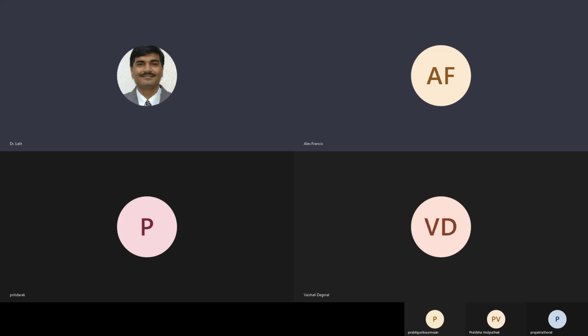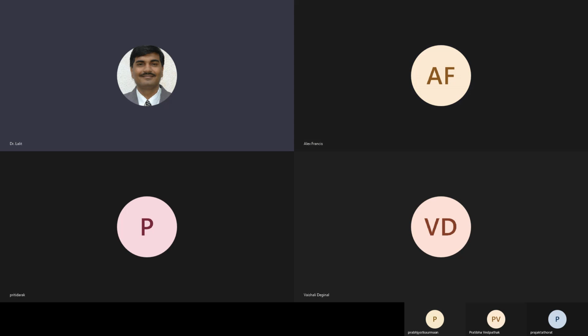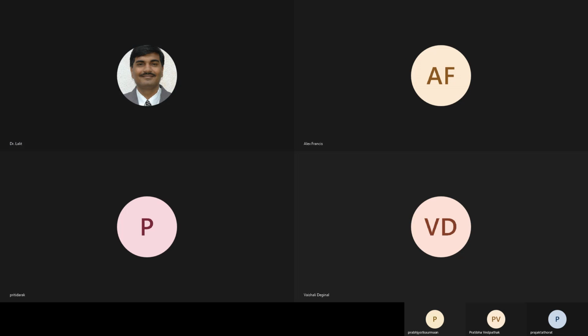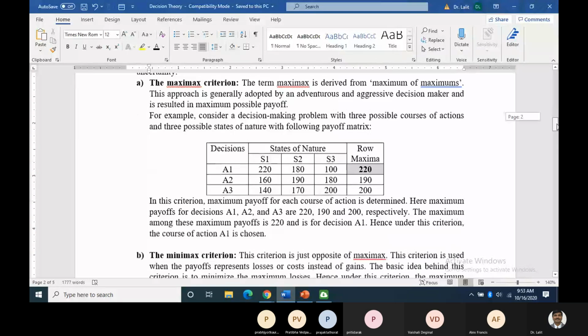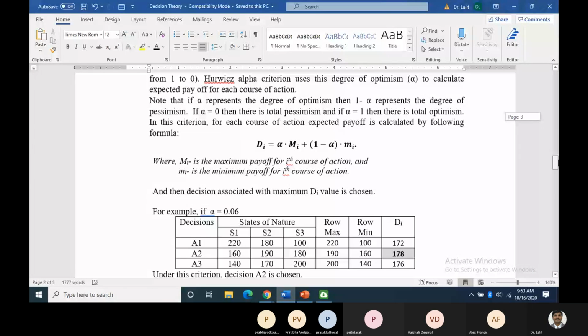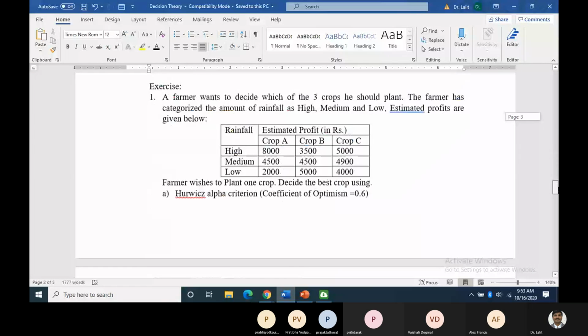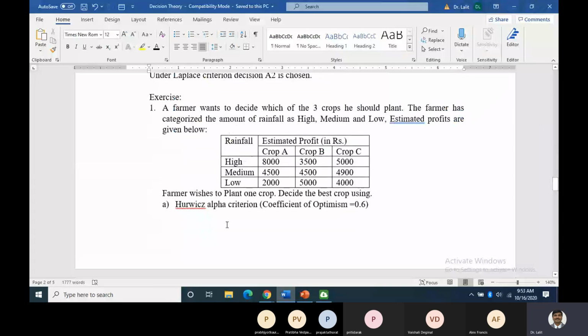Now let's solve a few more questions. I'll share my screen. Are you able to see my screen? Yes. I am sharing the Word file, you can see it, right? Yes, sir.